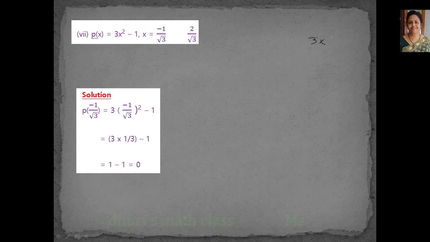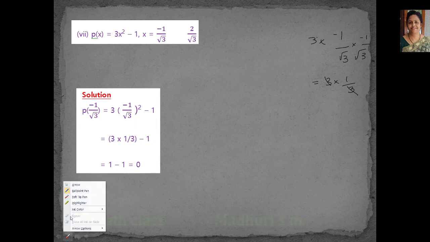3 into negative 1 by root 3 into negative 1 by root 3. So negative 1 into negative 1 is 1. Root 3 by root 3 into root 3 is equal to 3. 3 and 3 cancel. You will get 1. So 1 minus 1 is equal to 0. So negative 1 by root 3 is a 0 of Px.